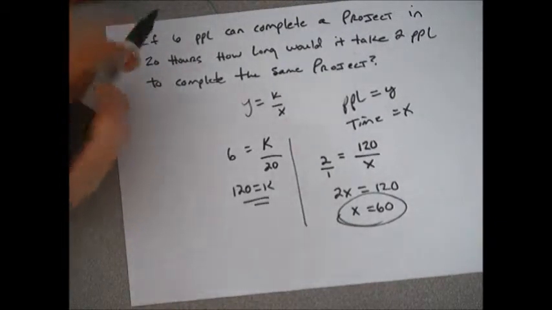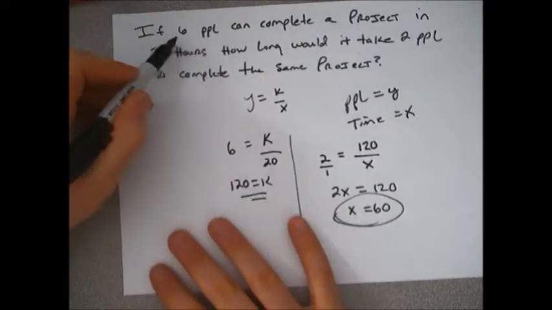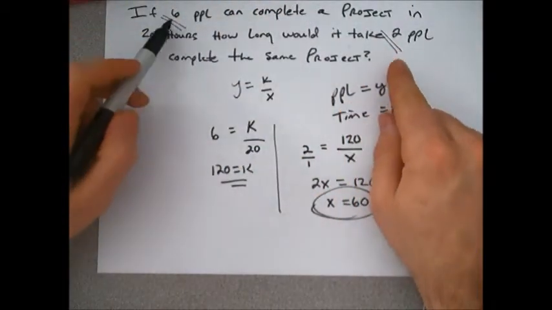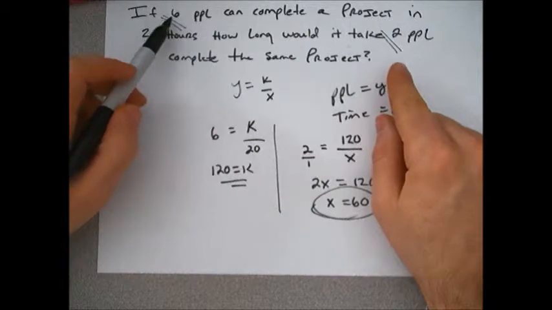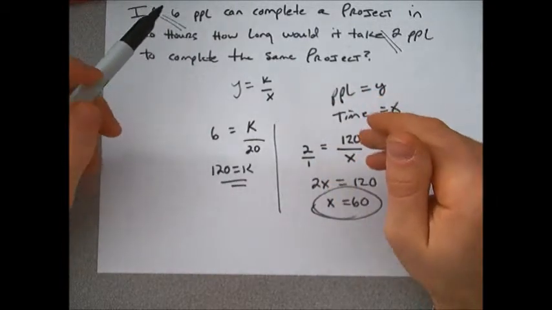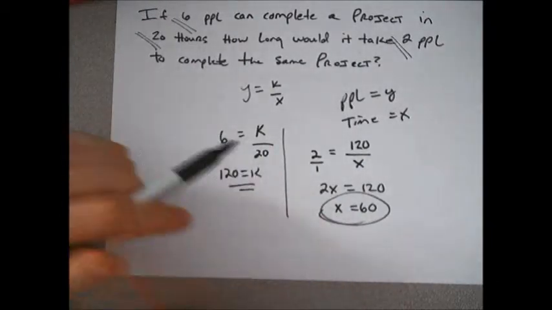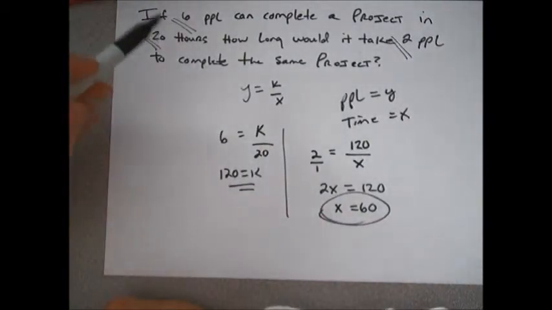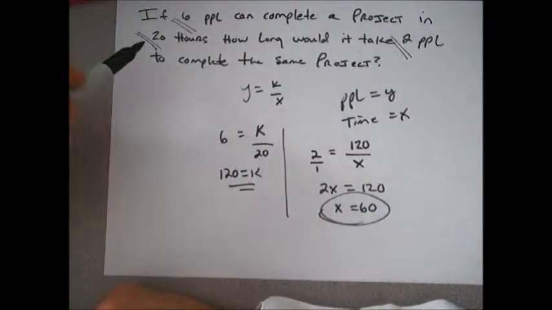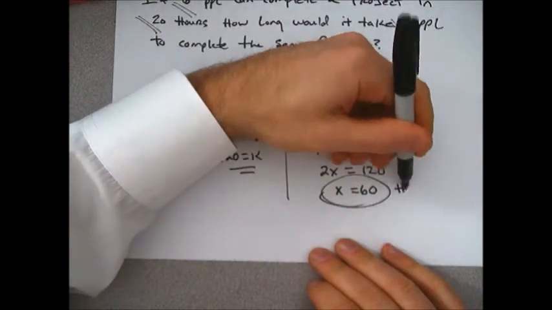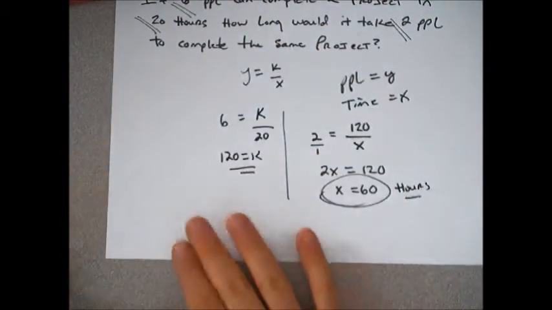And that should make sense because what did I start with? I started with 6 people, and I ended up with 2. So how do I get from 6 to 2? I divide by 3. So if I divide my amount of people by 3, it means it should multiply my time by 3. So if I have 3 times fewer people, it should take 3 times longer to complete the project. So my answer here would be 60 hours.